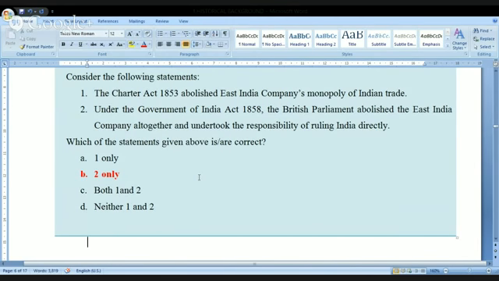Kindly see here. The Charter Act of 1853 abolished East India Company's monopoly of Indian trade. Is it right? It's the wrong statement. But if you look at statement number 2, under the Government of India Act of 1858, the British Parliament abolished the East India Company altogether and undertook the responsibility of ruling India directly, meaning statement number 2 is correct. So only the second statement is right. So hence you need to go for option B, and that is the answer.